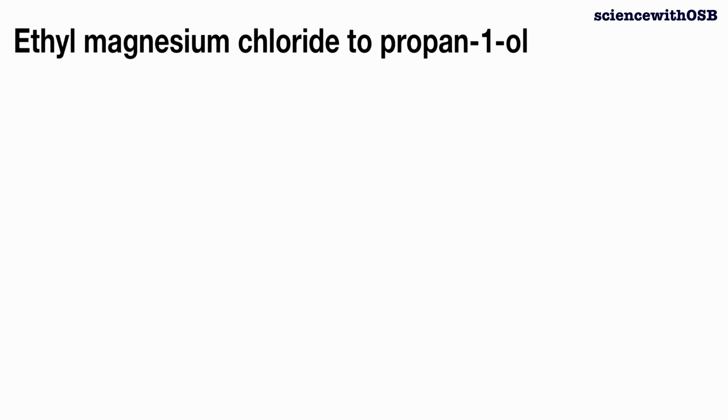Ethyl magnesium chloride to propan-1-ol. First we can write the reactant and product. What is the reactant? Ethyl. Ethyl means CH3CH2 magnesium chloride. Correct? And what is the product? Propan-1-ol. What is propan-1-ol? CH3CH2CH2OH.